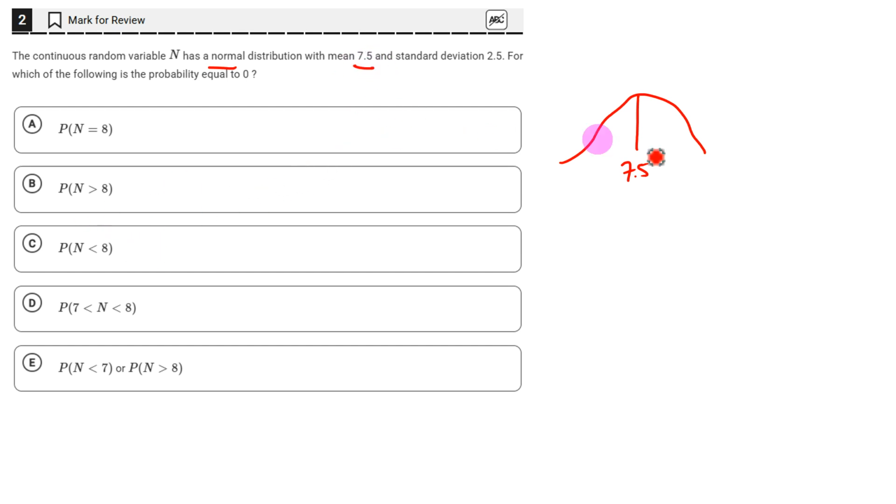So we can be less than 8. If 8 is over here, that would be all of this. If this is 8, that'd be everything over here. Greater than 8 would be that. In between 7 and 8, we could calculate that area, and we could be less than 7 or above 8, but we can't be equal to 8. There's infinitely many numbers in there, and so the probability of being exactly at one of them is basically 0, like we've talked about before. Okay.